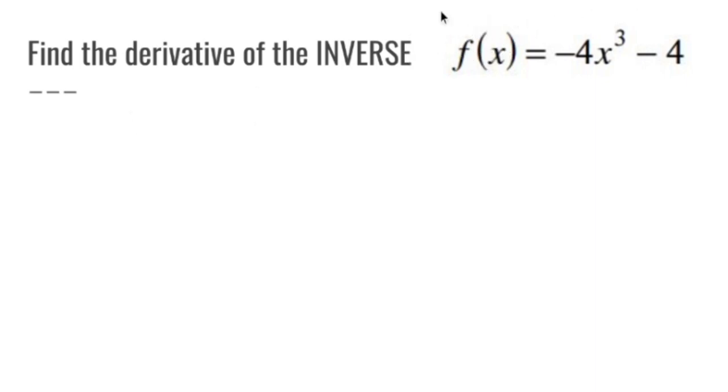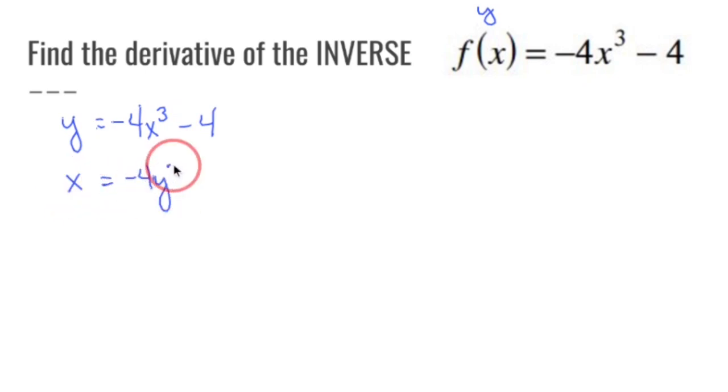What you do whenever you find the inverse, and right now what I'm going to do because it makes my life easier, is I'm going to pretend that f of x is y. Whenever I'm finding the inverse, the first thing I need to do is swap the x and the y and then solve for my new y. So this is me doing exactly that.